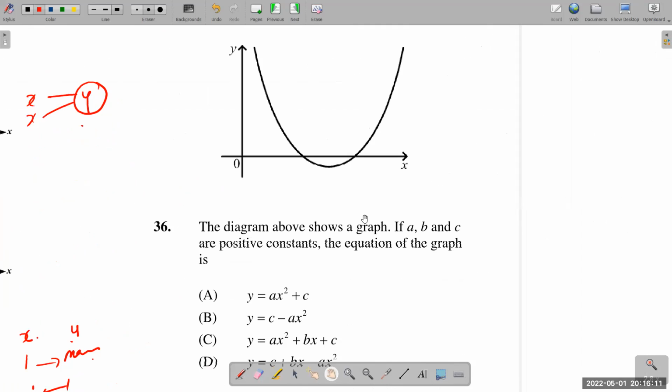All right, 36. We didn't just do this one. What's the answer? It's a positive curve, a smiley face. So the answer is C.